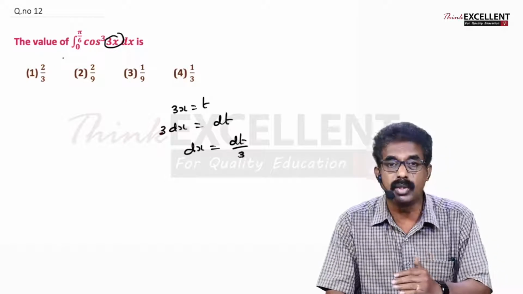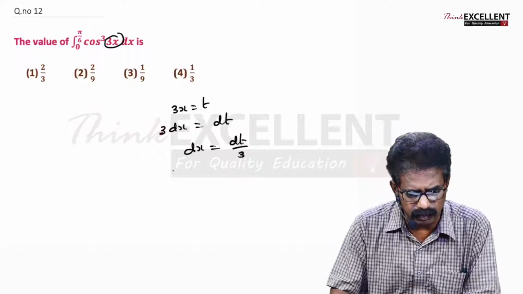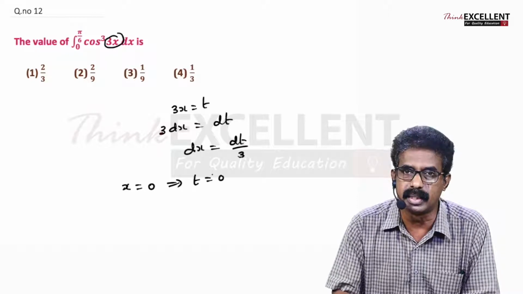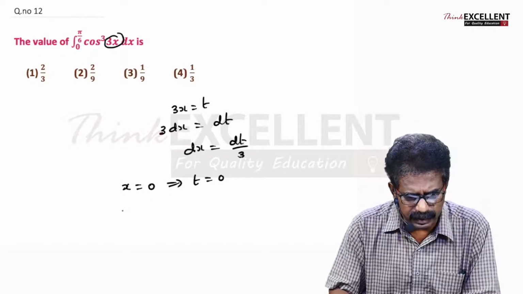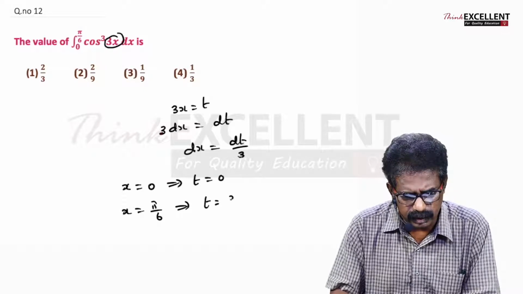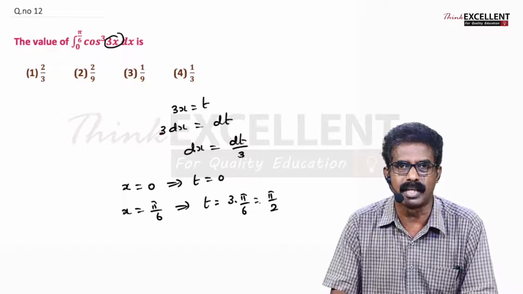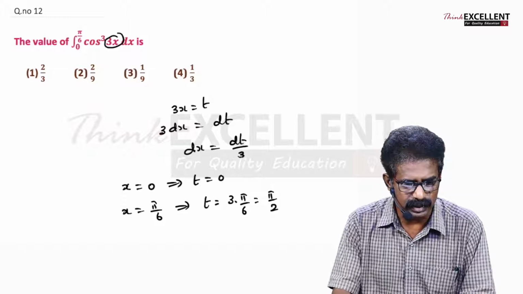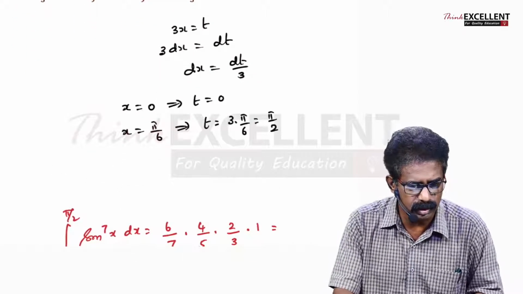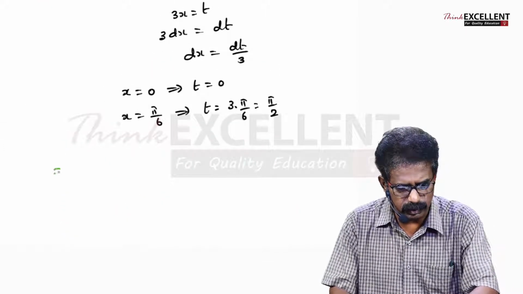Change the limit. 0 to pi by 6 is the limit for x, but now we are converting into t. When x equals 0, t equals 3 into 0, which is 0. When x equals pi by 6, t equals 3 into pi by 6, cancel, you will get pi by 2. That is what we need. Now you substitute all this in the question. The limit 0 to pi by 6 is now reduced to 0 to pi by 2.